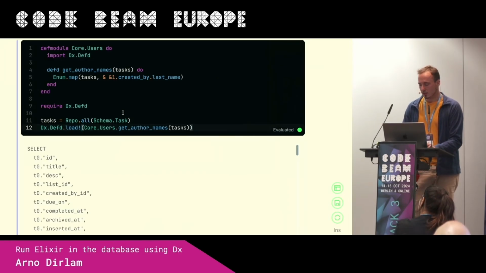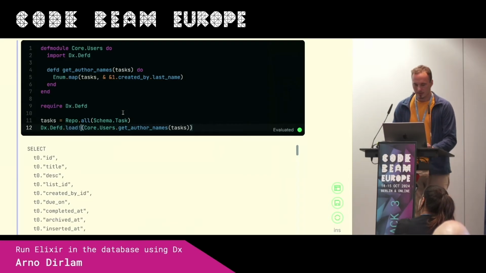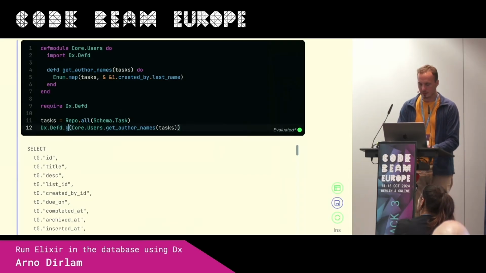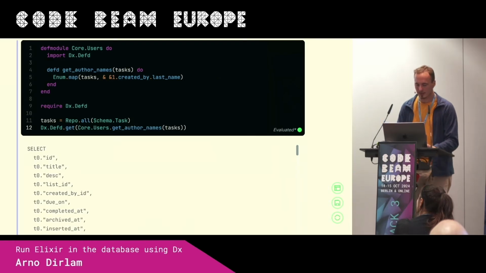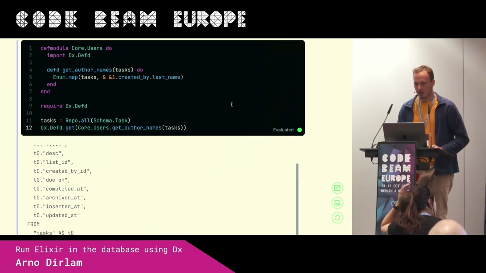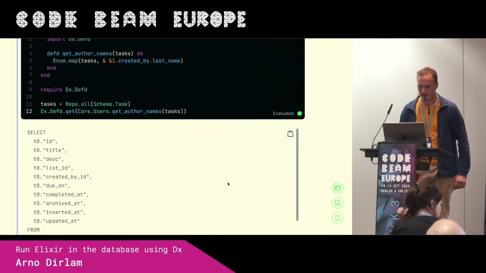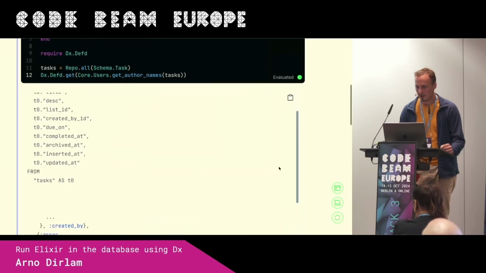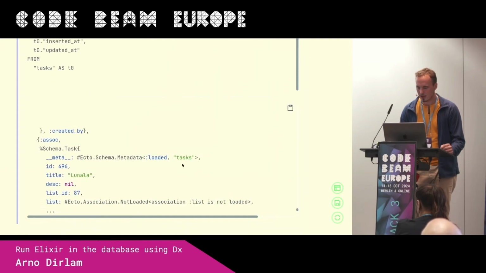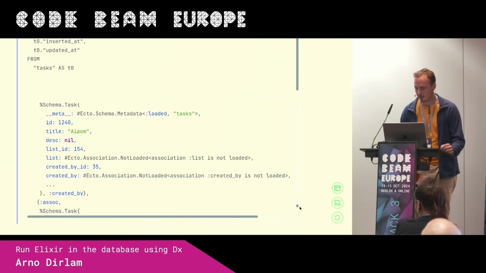To see these data requirements, you can run get instead. That's basically not loading anything. It just runs it once and returns the result. So probably you won't need it in your application, but it's sometimes nice. And in this case we see the tasks query is the one we do manually here, repo.all.